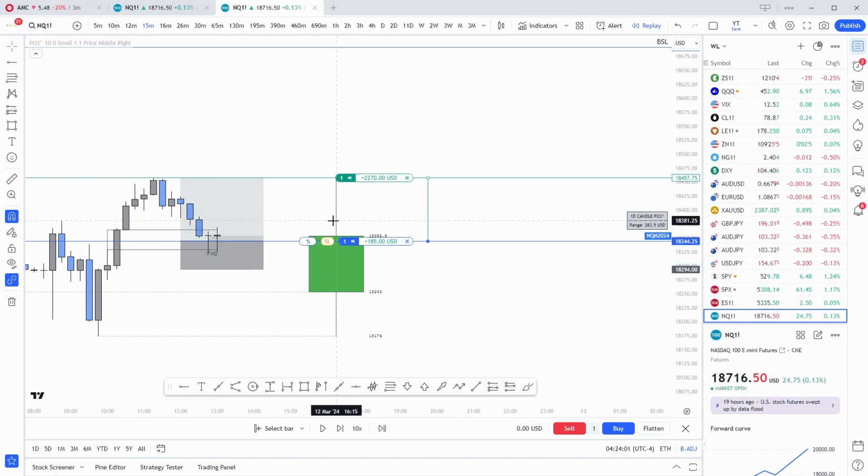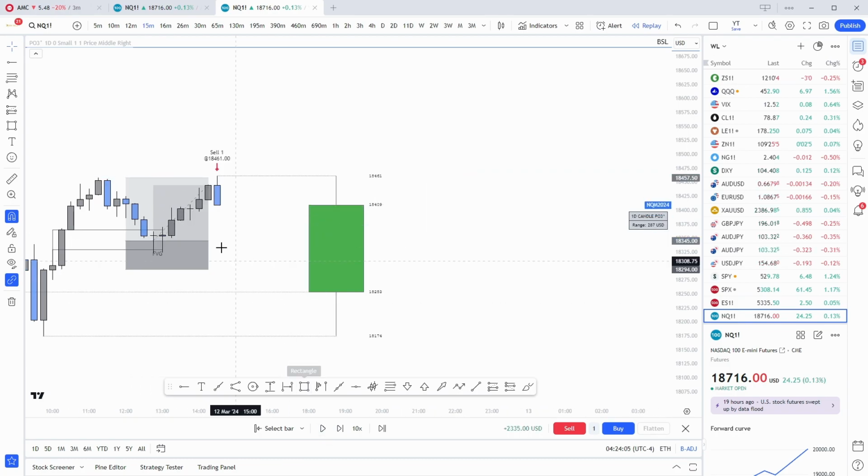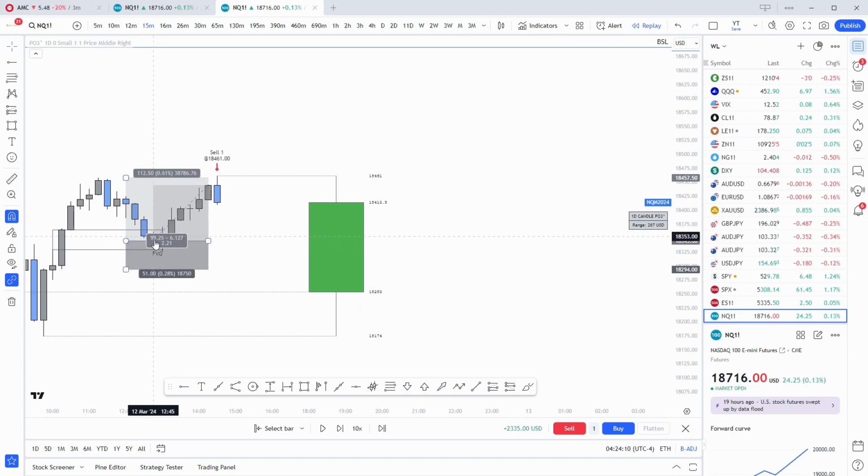So we're going to move our TP up to the high of the day here, and let's play this out. And notice how aggressive buyers step in once we get that retracement back into this fair value gap, straight back to the high of the day. Now let's look at another example.